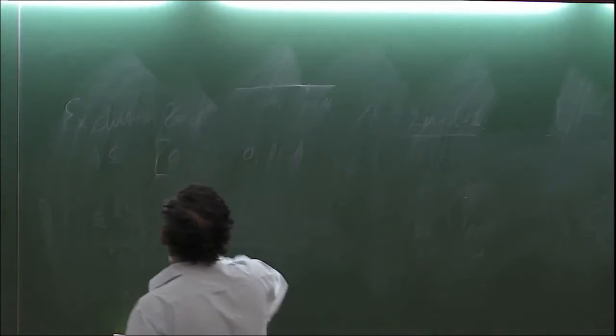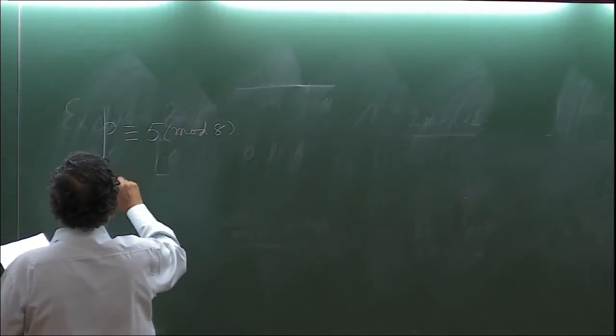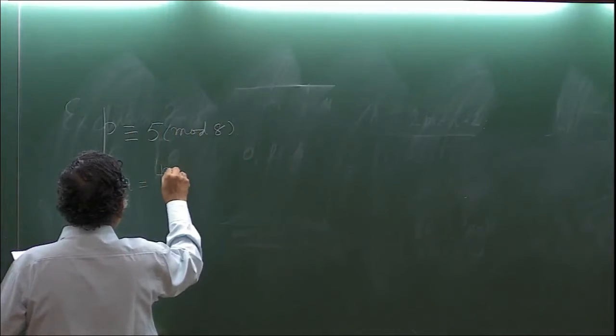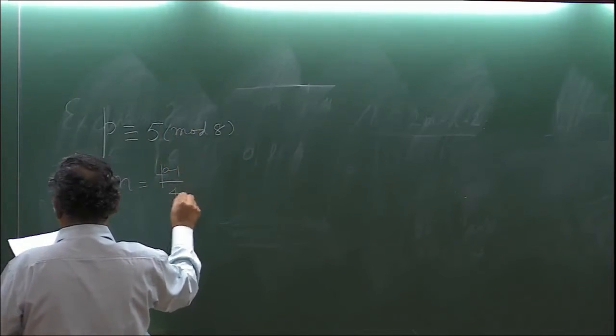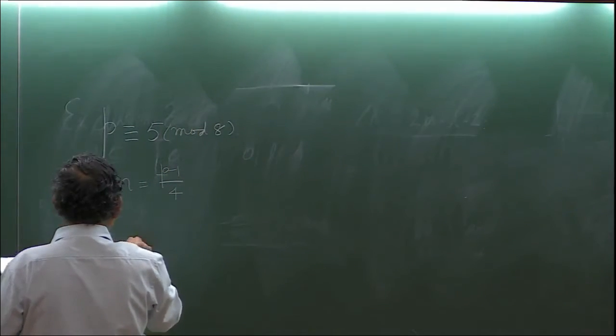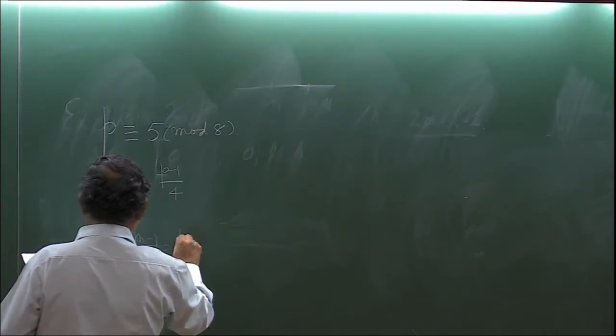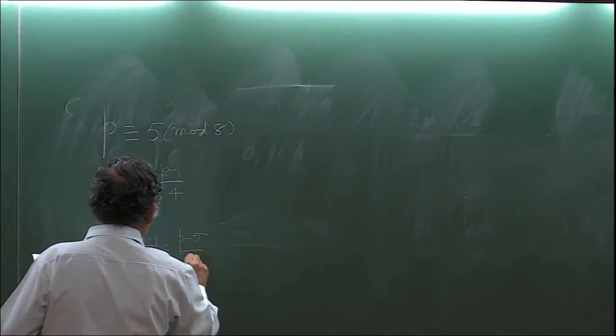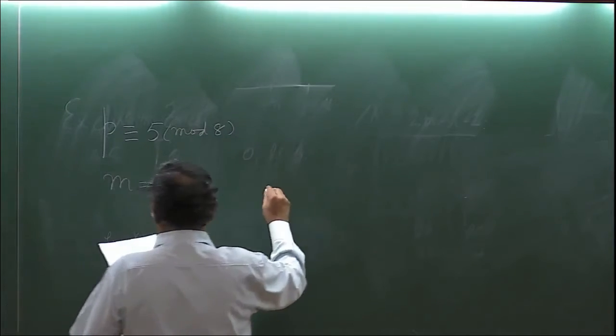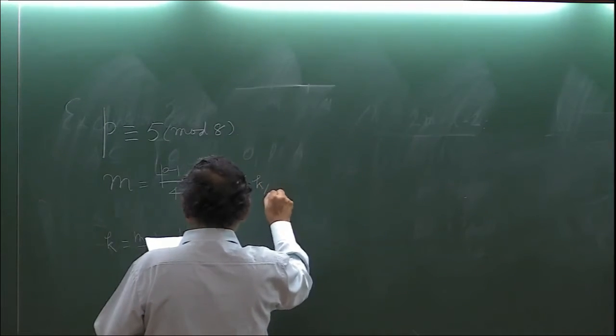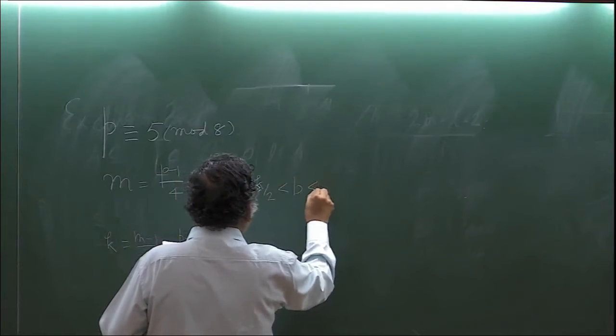Fix a prime P congruent to 5 modulo 8 and define your M to be P minus 1 divided by 4, therefore roughly P over 4, and K which is M minus 1 over 2, which is P minus 5 divided by 8, and fix a B which lies between K by 2 and P by 3 minus M.